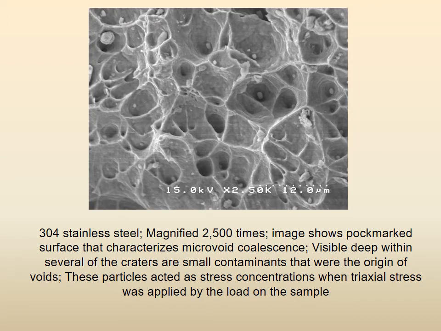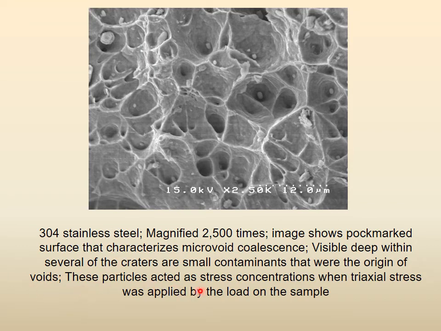Same thing, 304 stainless steel, but now at 2500 times magnification. So you are going much closer. You can see all the dimples and you can see the second phase or impurity particles. Images show pockmarked dimples, surfaces that characterize microvoid coalescence. Visible deep within several of the craters are small contaminants, impurities that were the origin of these voids.